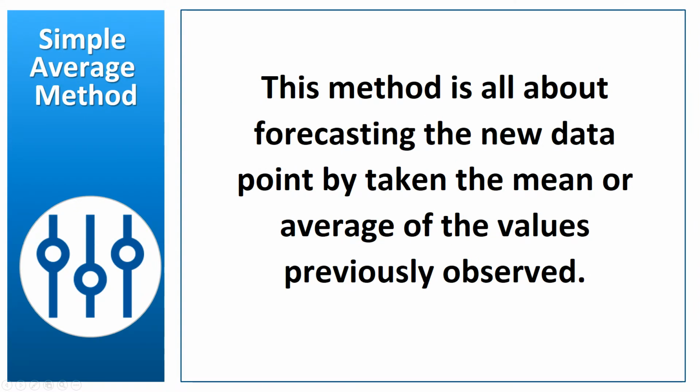Now let's go to the next one, which is the simple average method. This method is all about forecasting the new data point by taking the mean or average of the values previously observed. Unlike the naive method, this will give you a forecast value that has taken into account the historical data. The perceived problem in using this technique is its inability to take into consideration that some observation or survey might have been going on for many years. So that is one demerit of it.